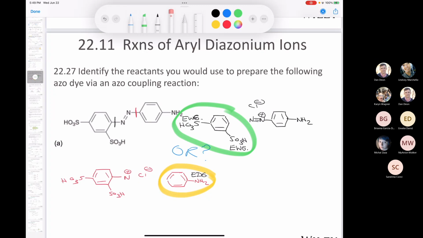So if we draw out the diazonium ion like this, this is definitely going to do a nucleophilic attack like that. So that would be the best strategy.